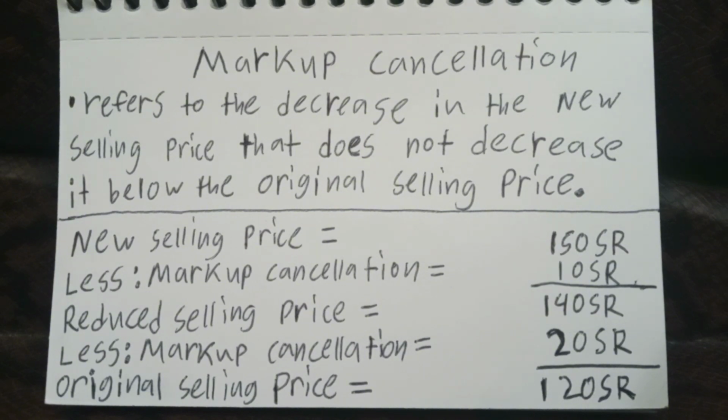And if my customers are still not satisfied with the 140 reals, I am going to decrease it by another 20 reals, which will go back to the original selling price. I have the decision as the seller or trader to lower the price as long as the new lowered price does not go below the original selling price, which is 120 reals. So now that the price is back to its original selling price, the additional markup is cancelled.